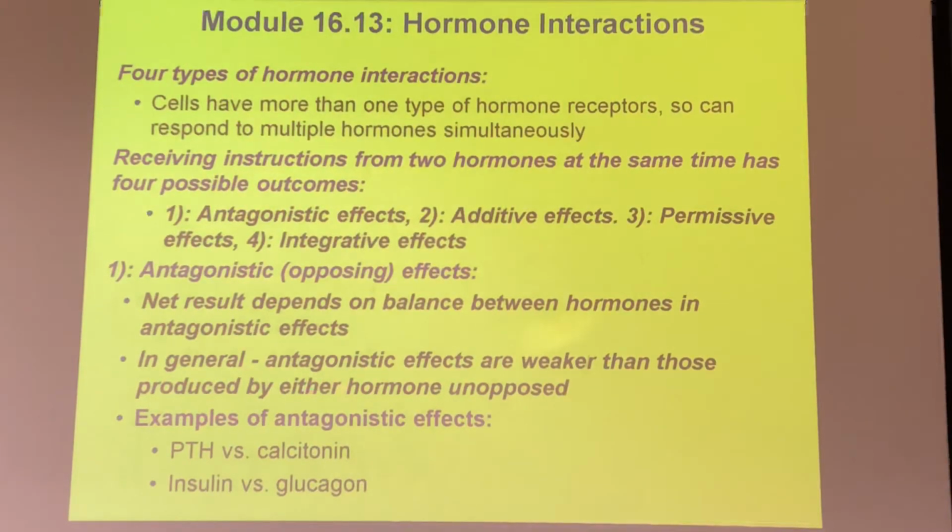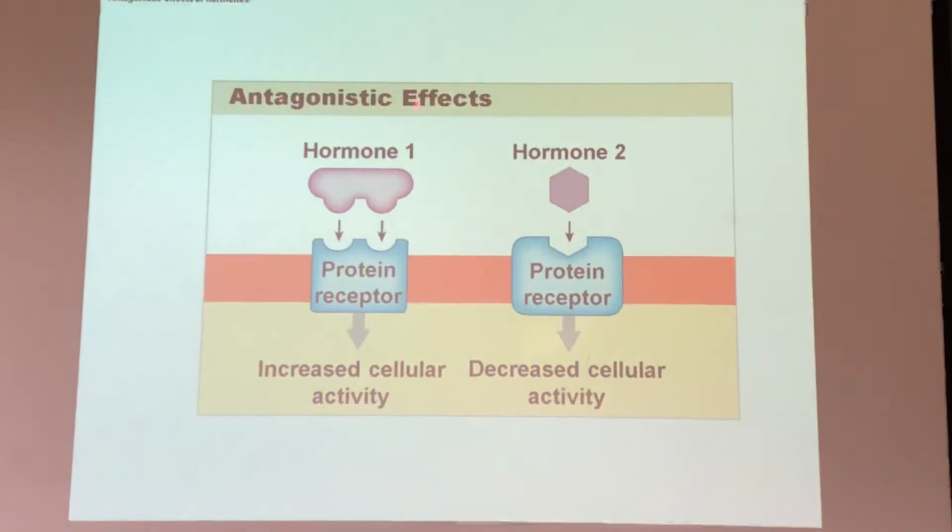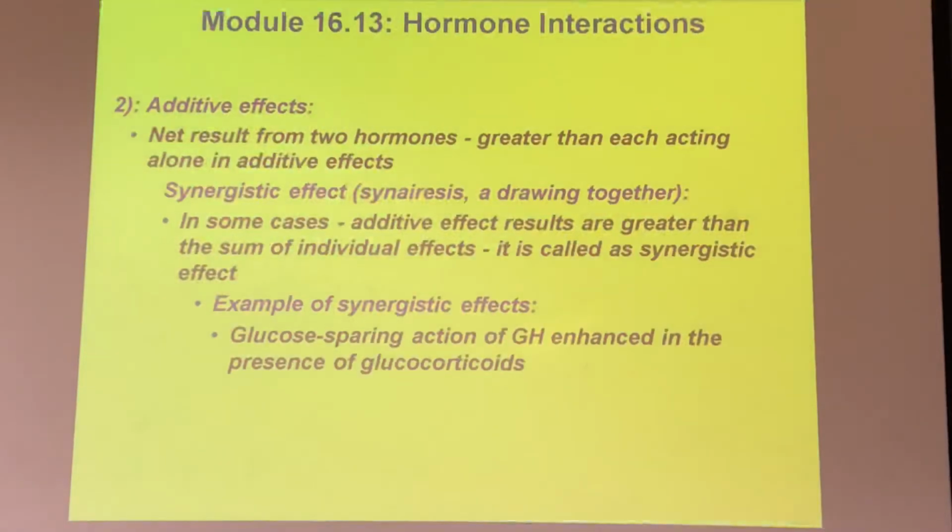But here, these antagonistic effects are weaker. And this is the antagonistic. This is one hormone, for example. So it attaches to this. It increases the cellular activity. The other hormone actually decreases the cellular activity. So these are going in opposite directions.